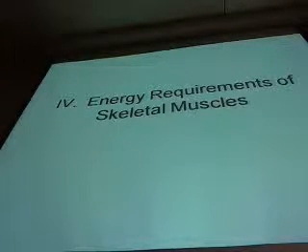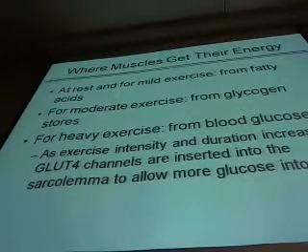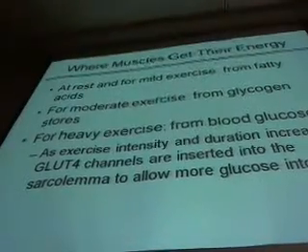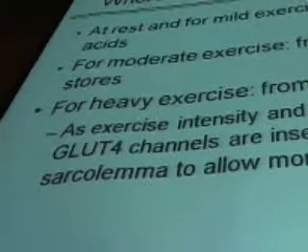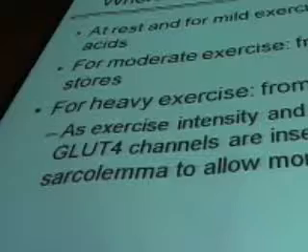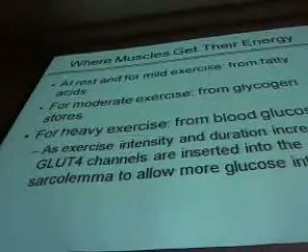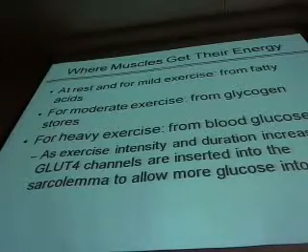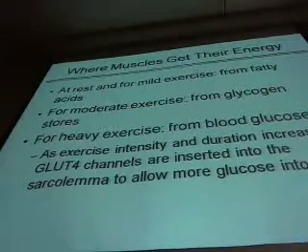Energy requirements in skeletal muscles. Rest and mild exercise use fatty acids. You guys go to the gym, you look at the elliptical trainer or whatever, and it has cardio, it has strength, and it has fat burn.